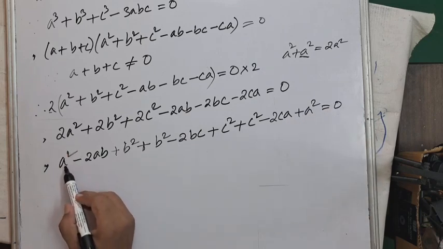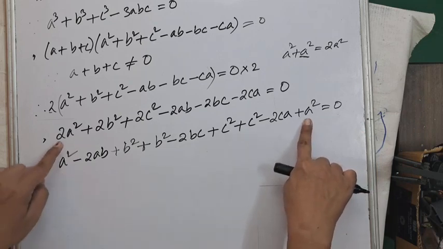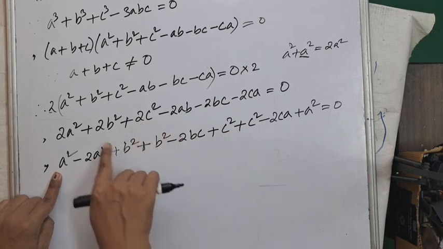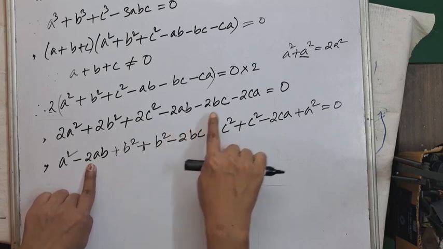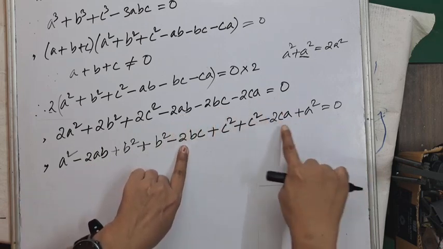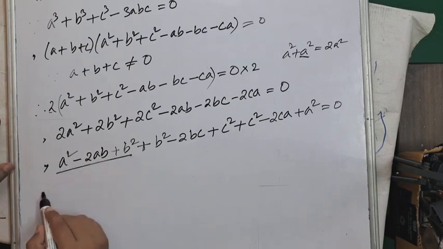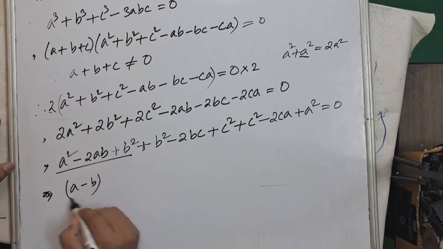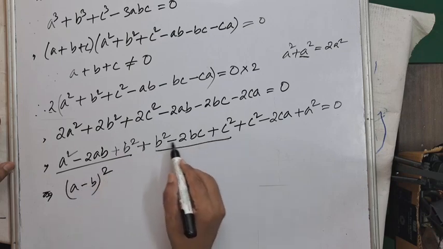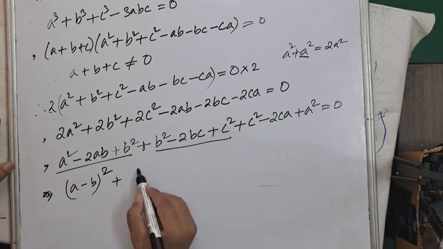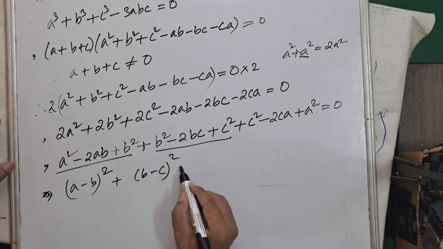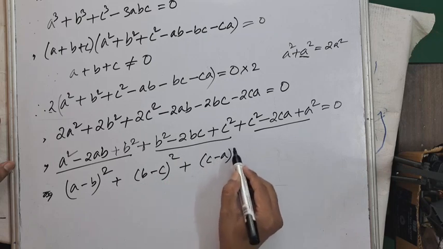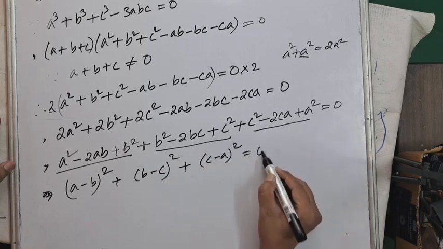Let me check this. This a square plus this a square will give us 2a square. Okay, this c square plus c square is 2c square, b square plus b square is 2b square. This minus 2ab is this minus 2ab, minus 2bc is this minus 2bc, minus 2ca is this minus 2ca. Okay, so a square minus 2ab plus b square is a minus b whole square. So this one, b square minus 2bc plus c square is plus b minus c whole square, plus c square minus 2ca plus a square is c minus a whole square, isn't it? Equal to, we have 0 in the right hand side.